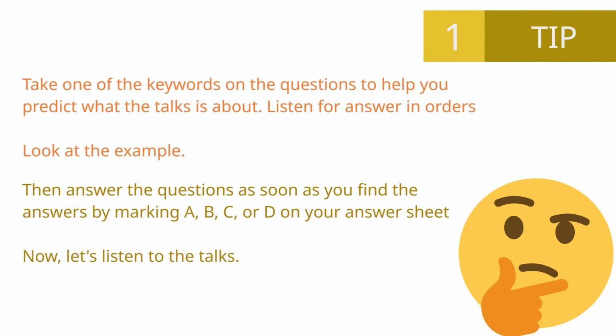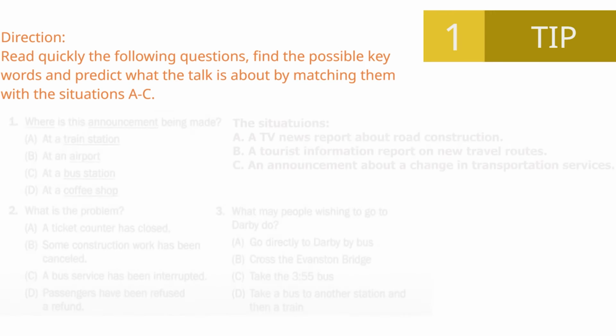Now let's take a look at the first step. In preparing for the listening part, especially part 4 about talks, the first step is to take one of the keywords in the questions to help you predict what the talk is about. Then listen for answers in order. So remember, the order of the answers is based on the order of what the speaker is saying. Okay, do you still remember about that? Good. Take a look at the example here.